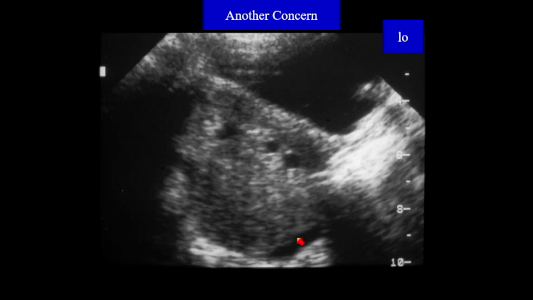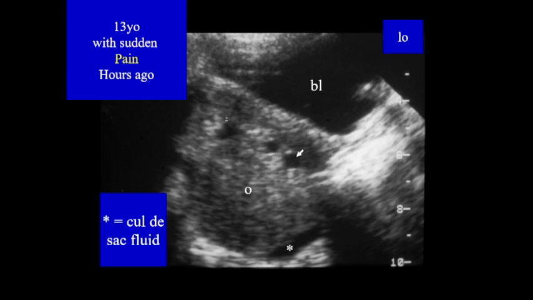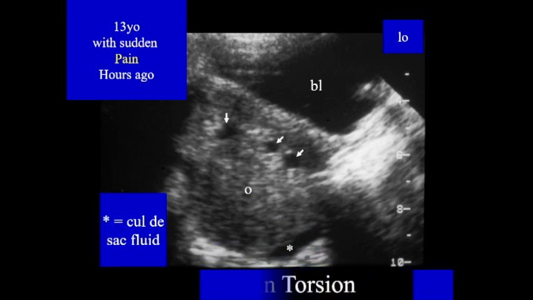Another concern, we heard about testicular torsion. It was really well done. I love looking at the images, so maybe I'll run through them fast because I got 33 seconds.